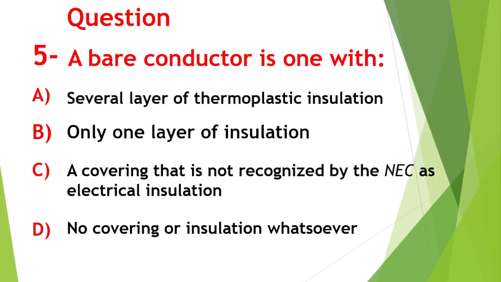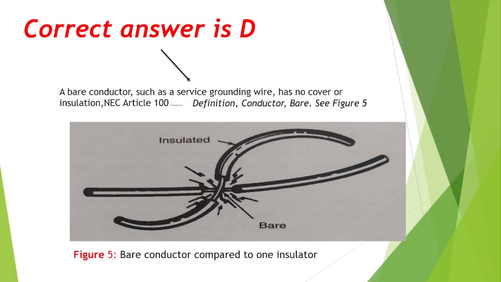Next, question number 5. A bare conductor is one with A. Several layers of thermoplastic insulation. B. Only one layer of insulation. C. A covering that is not recognized by the NEC as electrical insulation. D. No covering or insulation whatever. Correct answer is D. See the figure.